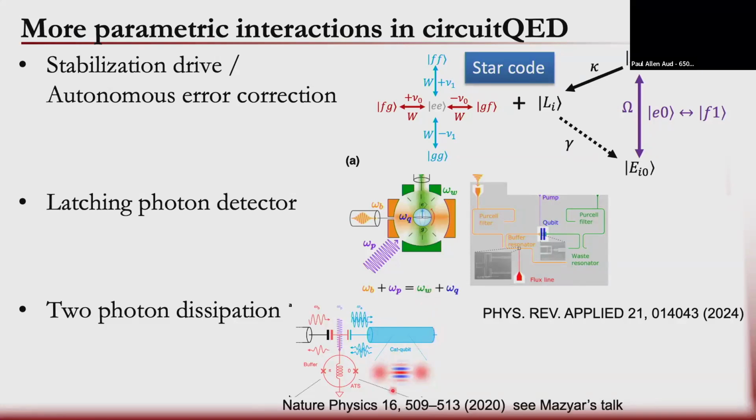And then, of course, Majer will tell you more about this, but you can make a 2-photon dissipation, and you can stabilize things that way. So there are a lot of things that we can do with all these strong nonlinear areas, but I think we're still just scratching the surface.